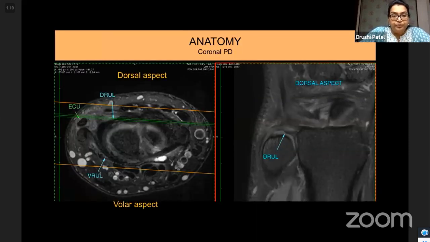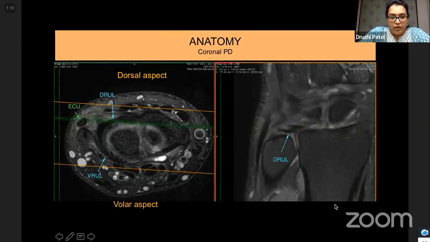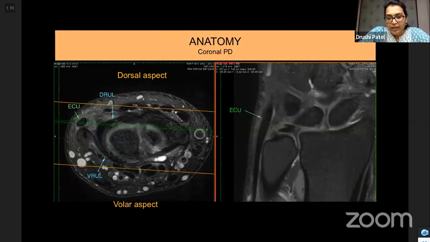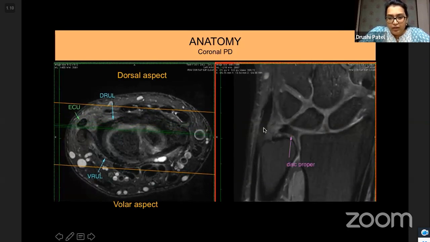or which are torn. So let's again scroll through the coronal images from the dorsal aspect to the volar aspect. This is an axial section reference on where we are moving. First, when we start from the dorsal aspect, at that level we see the dorsal radioulnar ligament. Then that part is the ECU that we see.